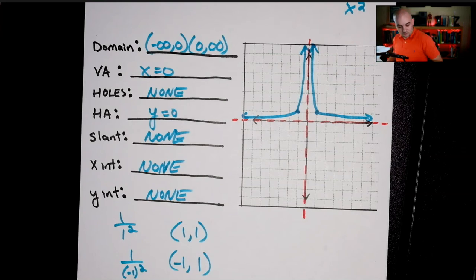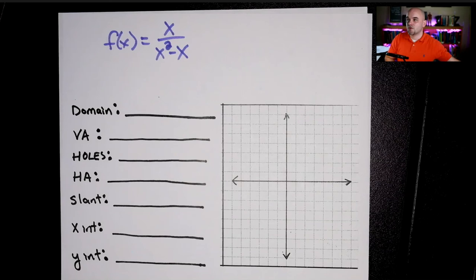Let's look at one more question. So there's your function. I want you to take a moment and factor that denominator and see if anything cancels.